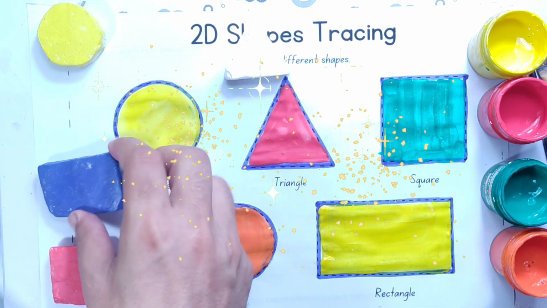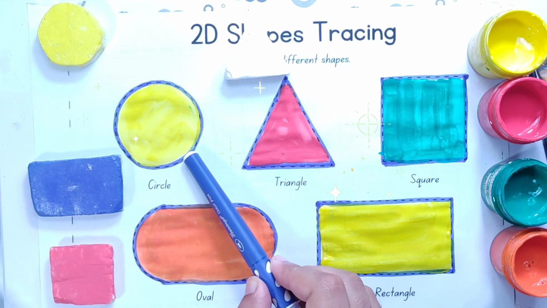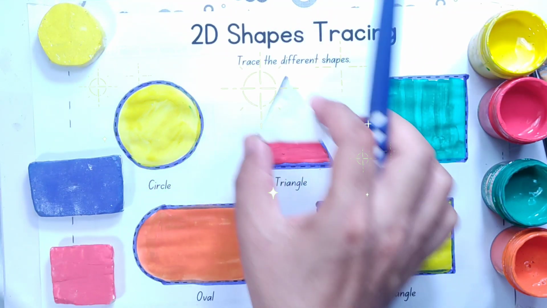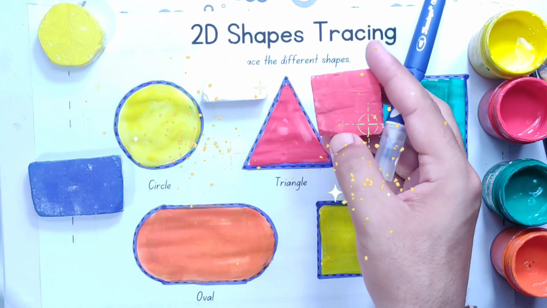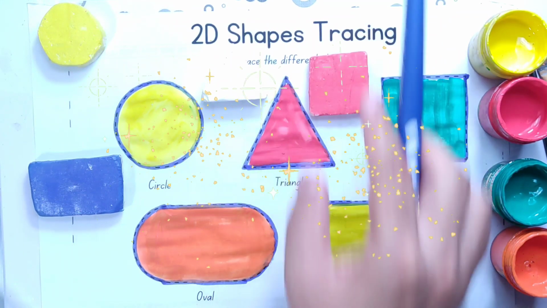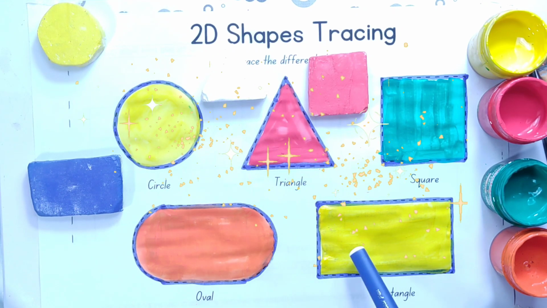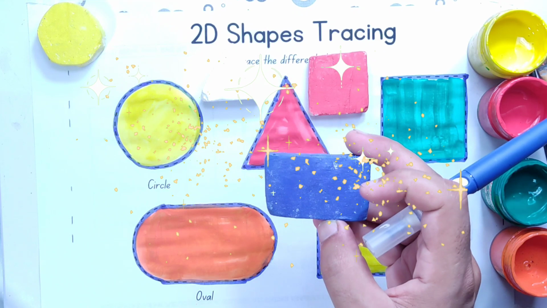So let us revise. This is a circle. This is a triangle with three sides. You can see this one. And this is a square with four sides. Here we have red square. And this one is green square. So I'm placing it here. This is oval shape. Oval is the egg shape. And this is a rectangle, yellow color, while this rectangle is blue color.